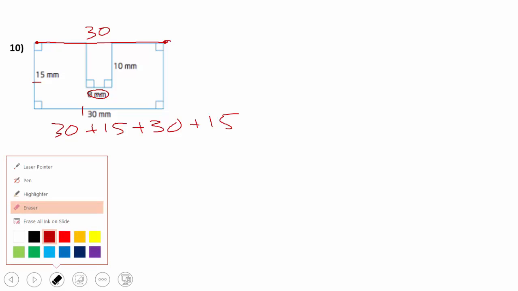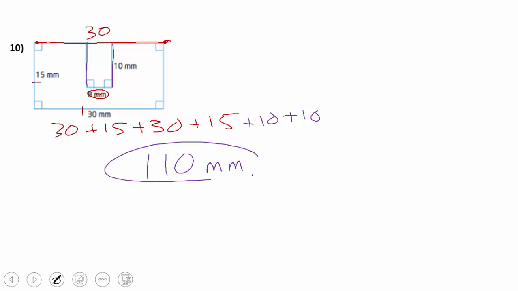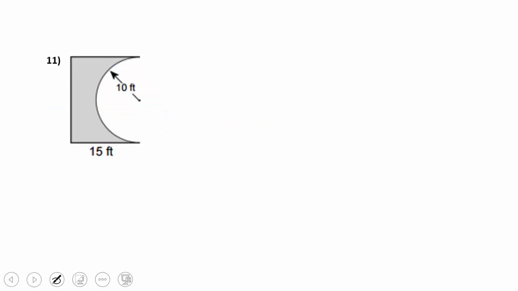That being said, I've got to recognize that I have to add this distance and this distance. I have to add those two 10s. So plus 10, plus 10. And now when I add all that up together, my perimeter is 110 millimeters. Outstanding. Pretty straightforward stuff. It's just a matter of looking, being logical, and figuring out how am I going to find these lengths.